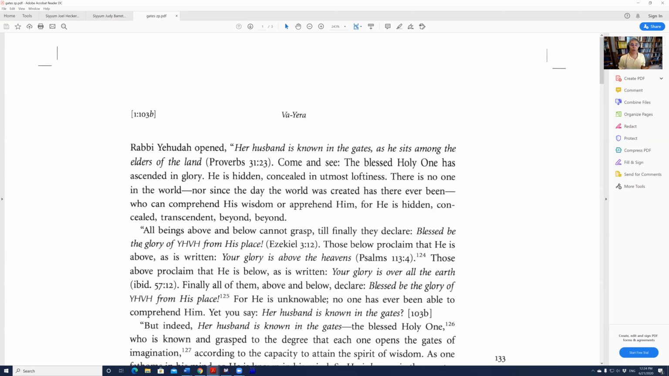Her husband is well known. It really means he's well known downtown. He's known in the gates of the city as he sits among the elders. He's an honored, respected member of the community, the husband of Eshet Chayil. But in the Zohar, the Eshet Chayil is Shekhinah. She is the divine woman, the divine feminine, the divine female.